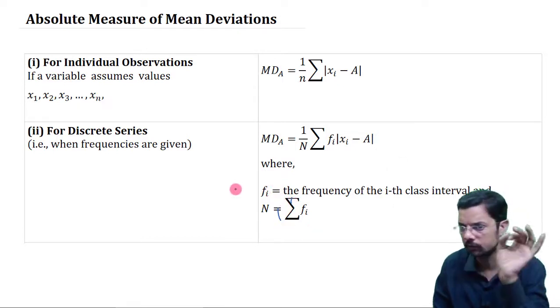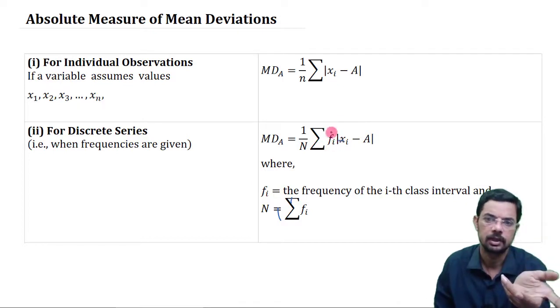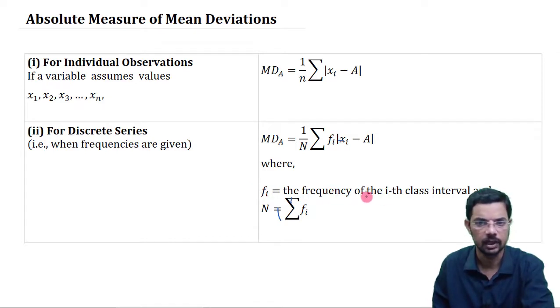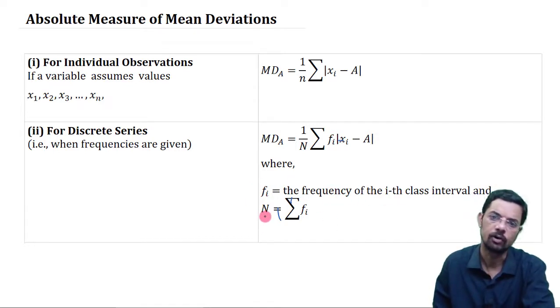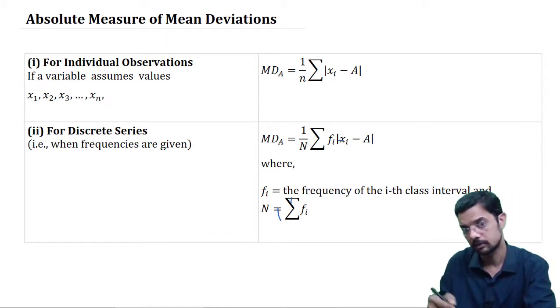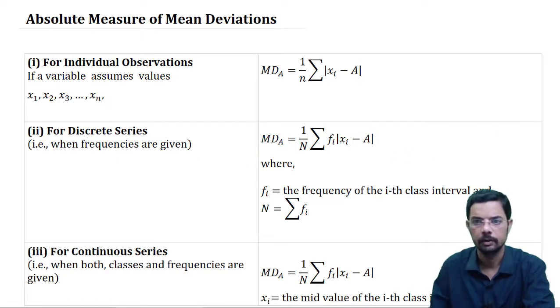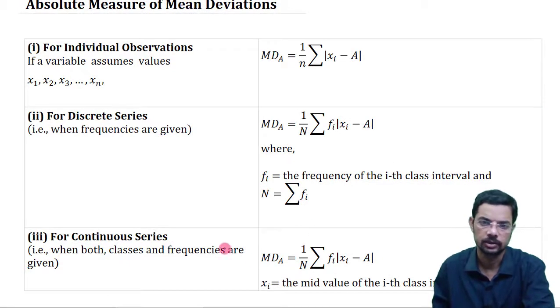Capital N is the sum of all frequencies, and this fi will be present here in multiplication form, where fi is the frequency of the ith class interval, and n is the sum of all frequencies. Now, if we have a continuous frequency distribution, that is, class intervals are given, then the same formula will be used, but we do not have xi's. So, xi's will be taken as the mid value of those classes, or the class midpoints will be considered as xi. That is the small change that we observe in this case.